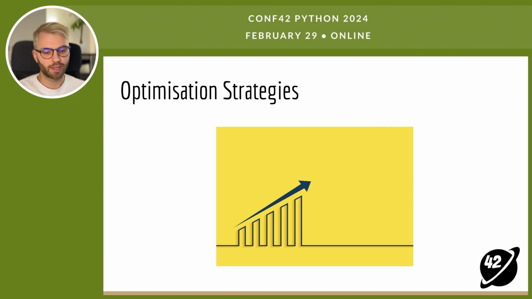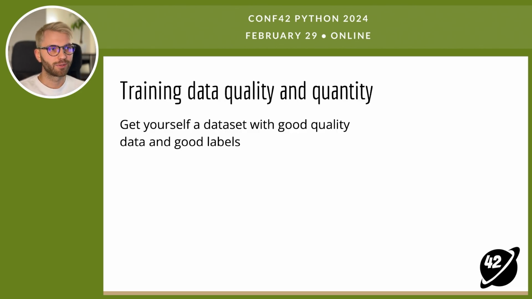So let's go from more general things to the actual things you can do. First and foremost, get yourself a good data set with quality data and good labels. Of course, this mainly applies to supervised learning, but commercial ML models are usually supervised. The more data you get, the better, as long as you can ensure its quality.